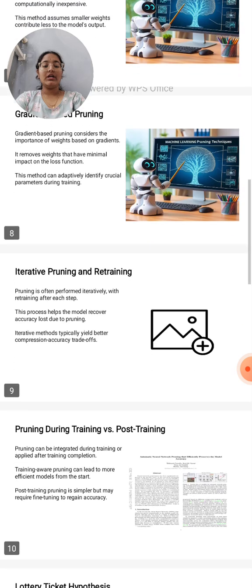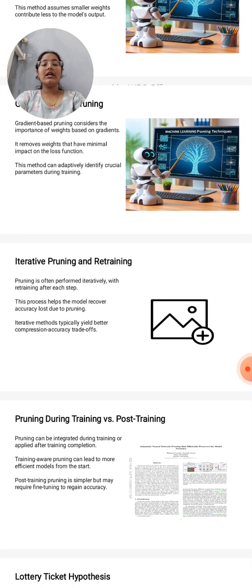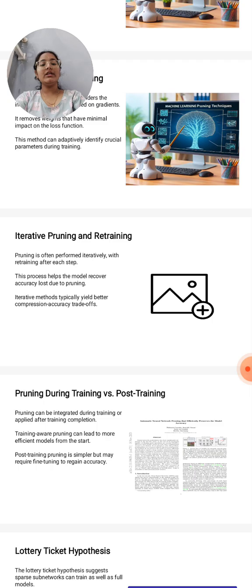The next part is about iterative pruning and retraining. Pruning is often performed iteratively with retraining after each step. Pruning is a process of iteration. This process helps the model recover accuracy lost due to pruning. Iterative methods typically yield better compression accuracy trade-offs. The best method in pruning is iterative pruning and retraining.